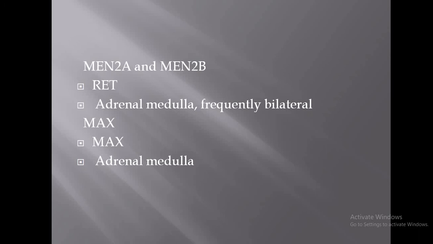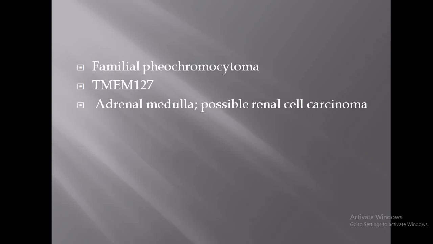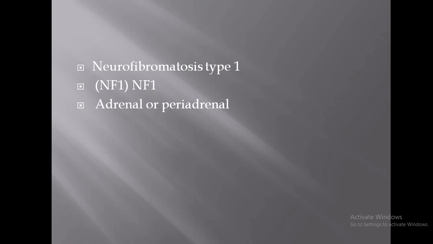If you come to cluster 2, there is MEN2A and MEN2B. The gene is RET, and the adrenal medulla is involved, frequently bilaterally. Also the MAX gene, adrenal medulla is involved. And familial pheochromocytoma with TMEM127, adrenal medulla again is involved, with an involvement of renal cell carcinoma. NF1 also involves the adrenal or periadrenal region. The gene is NF1, and the syndrome is neurofibromatosis type 1.